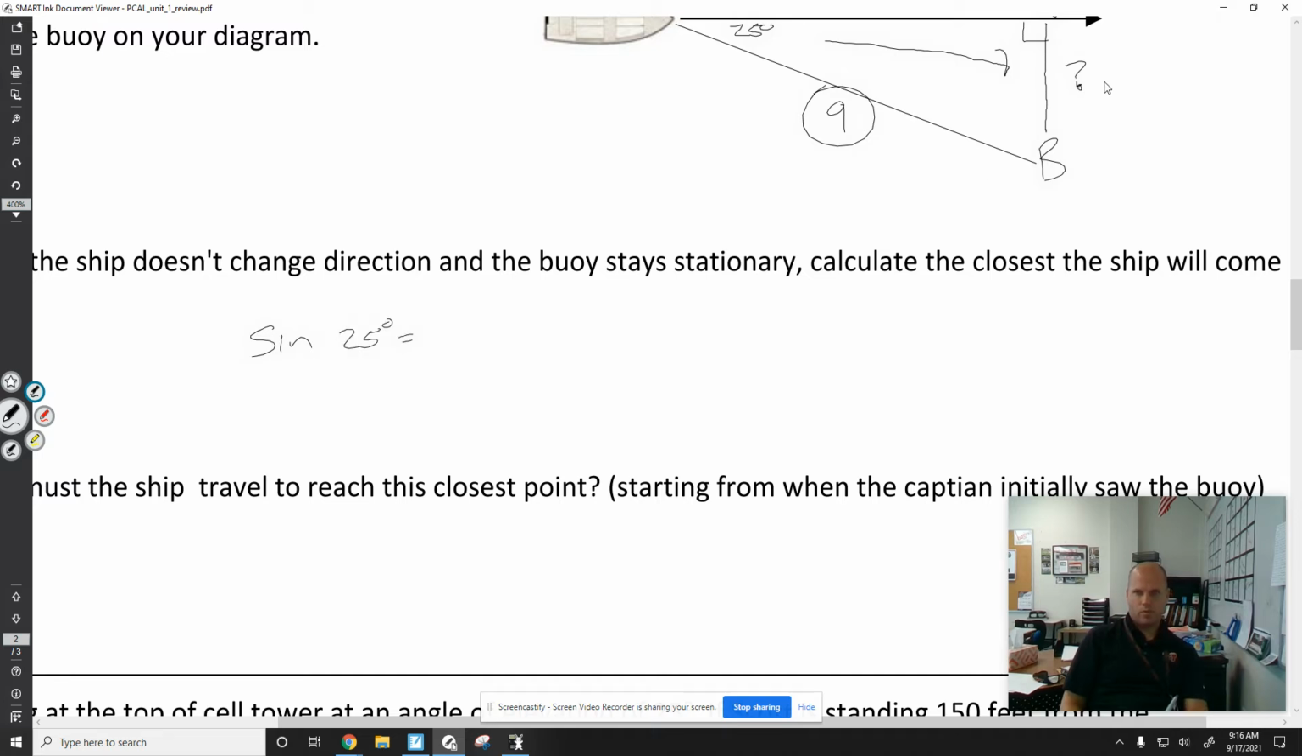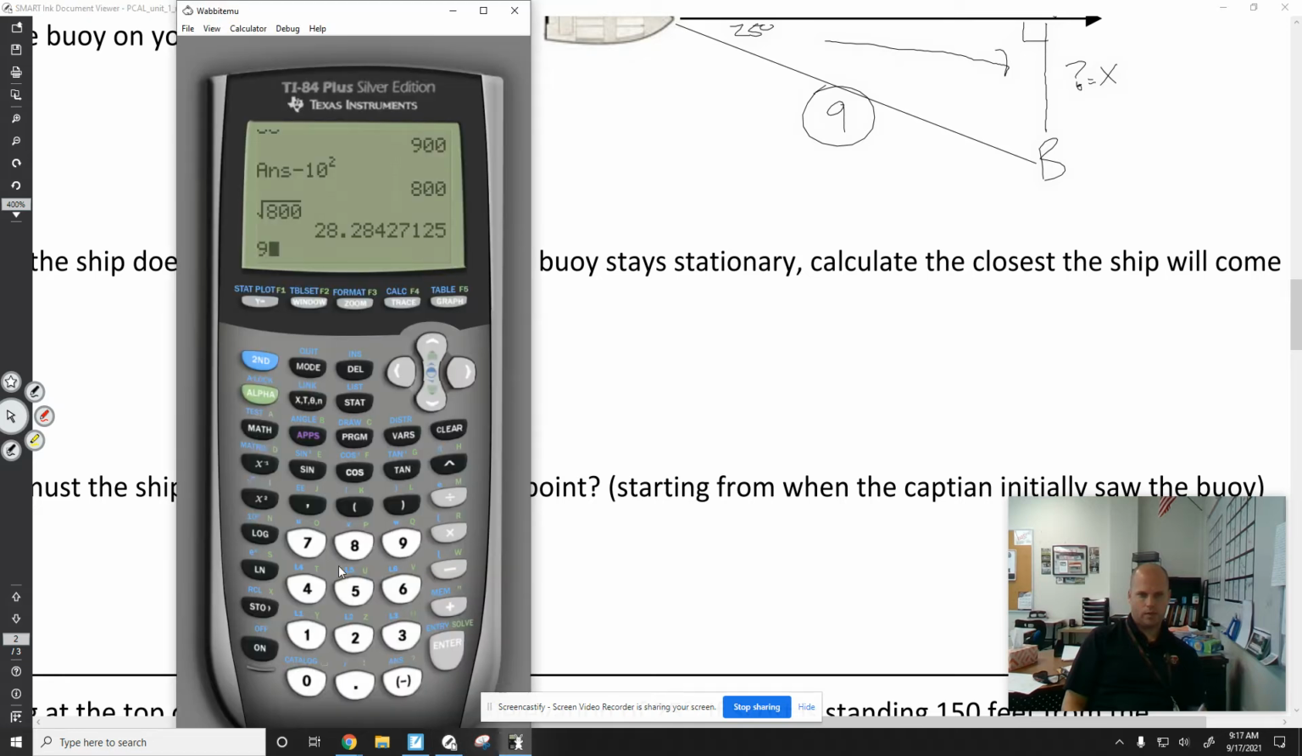That would equal my missing distance, I'll call this D, or, if you like to use the Pythagorean theorem, A squared plus B squared equals C squared. Or let's just go with x as an unknown. You guys like using x. X over 9, so sine is opposite over hypotenuse. You solve for x, multiply both sides by 9. You're allowed to use your calculator on this one. 9 sine 25 degrees. 3.80, we'll call that 4.